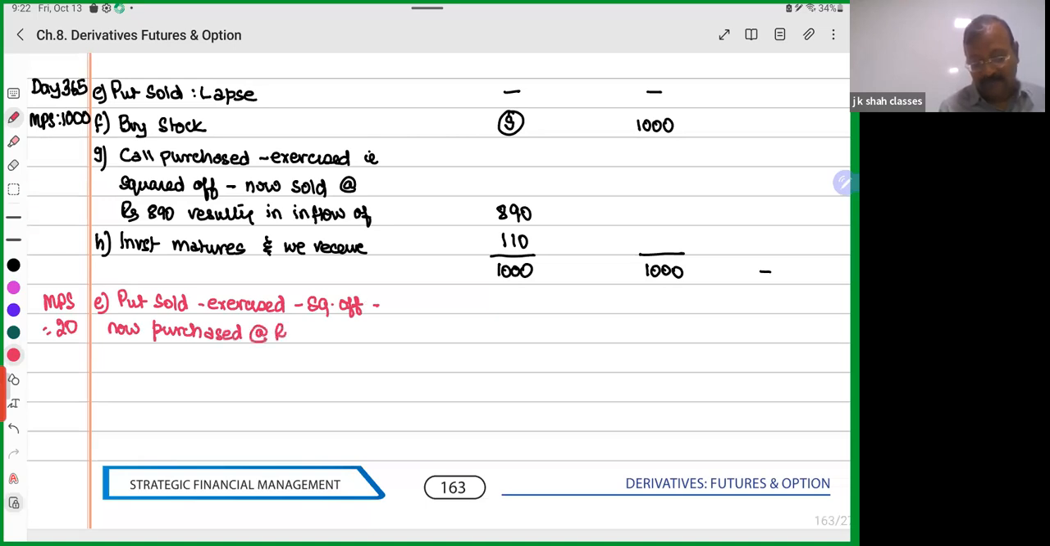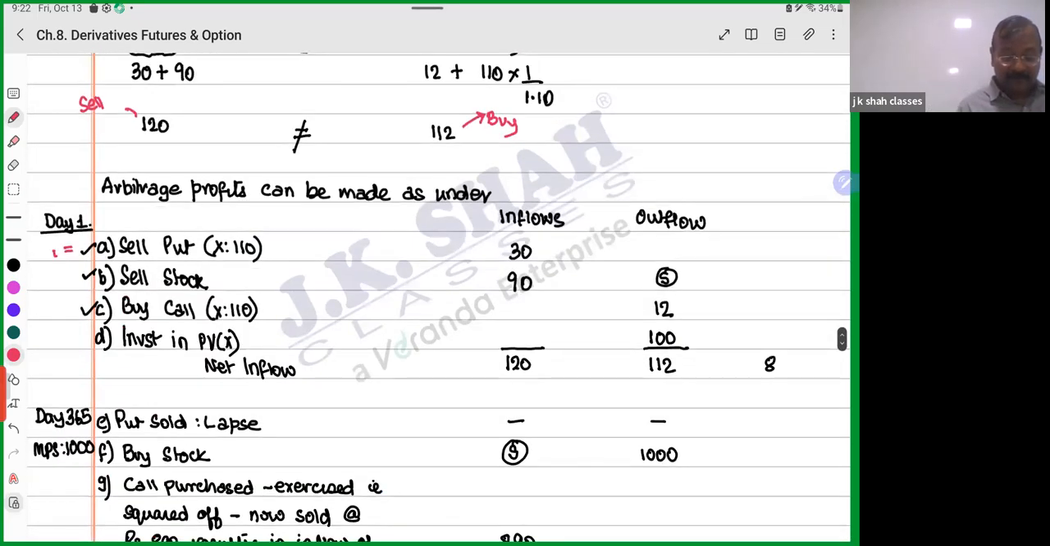At what price? This put, on the last day, what price will it be trading at on the screen? 90 intrinsic value, resulting in an outflow of 90. Okay, then this is done.